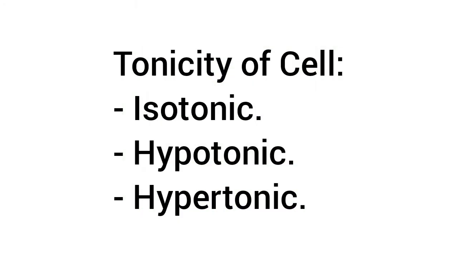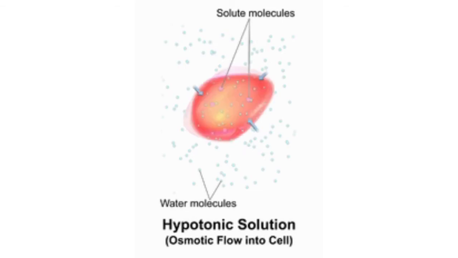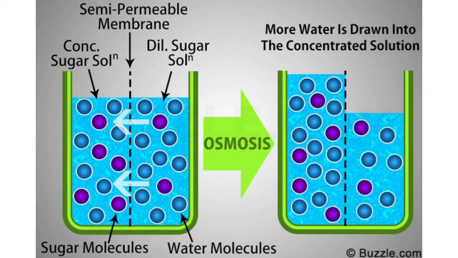Now we'll see tonicity of a cell. A cell is said to be isotonic with plasma if the cell's concentration is equal to the plasma concentration, hypotonic if the cell's concentration is less than the plasma concentration, and hypertonic if the cell's concentration is more than the plasma concentration. Osmosis. Osmosis is the movement of water molecules from a region of higher water content to a region of lower water content across a semi-permeable membrane.